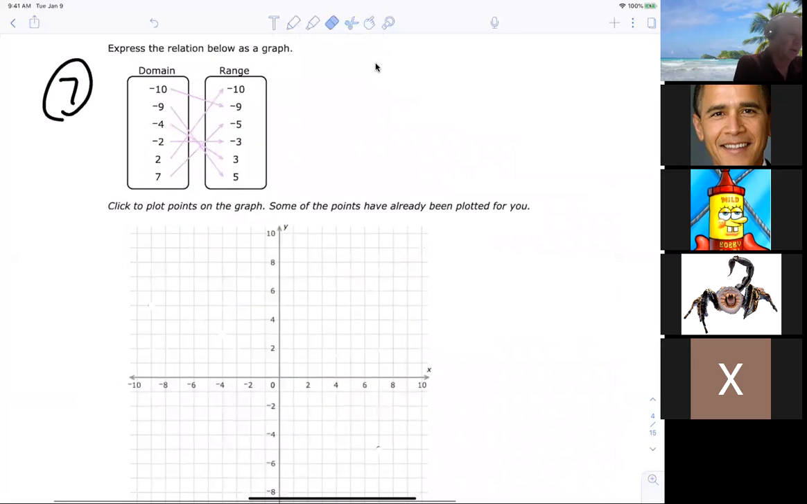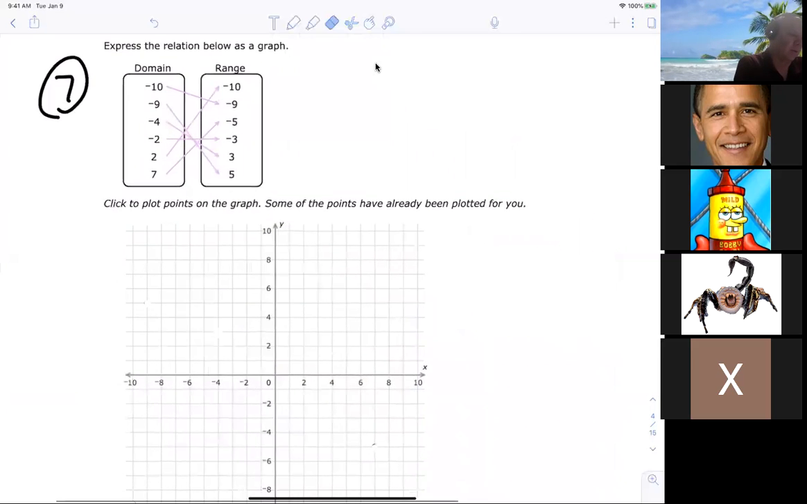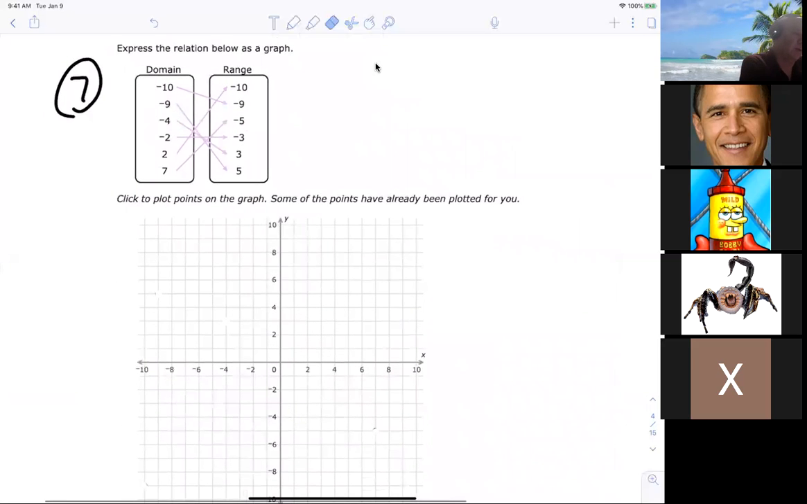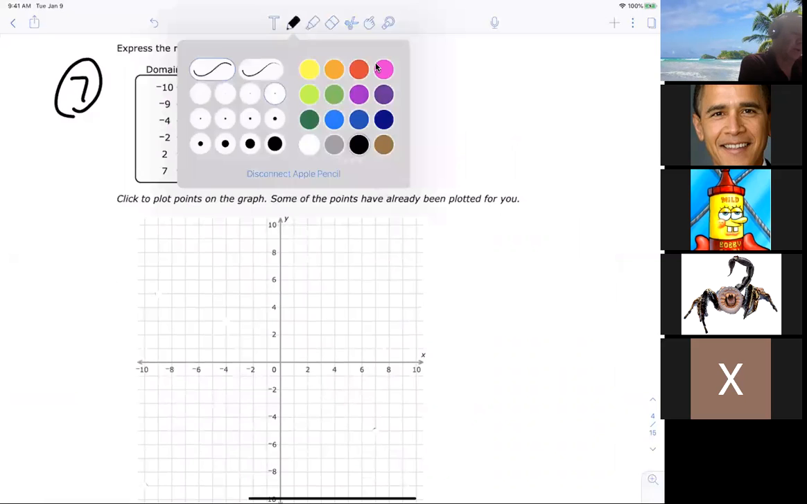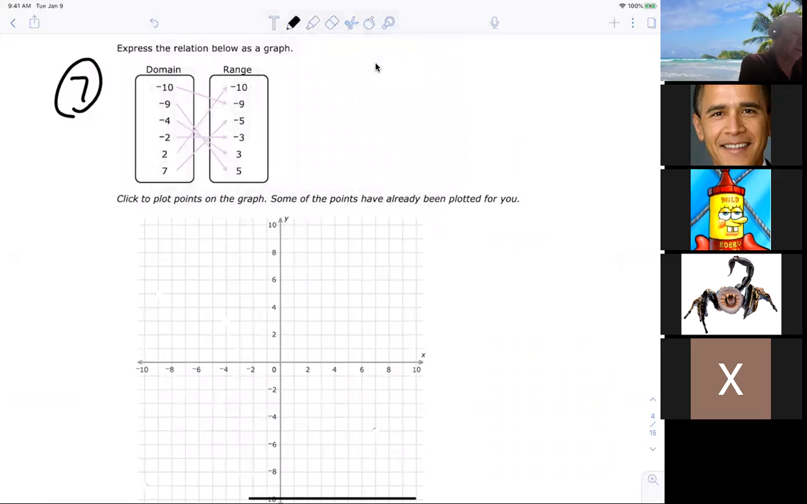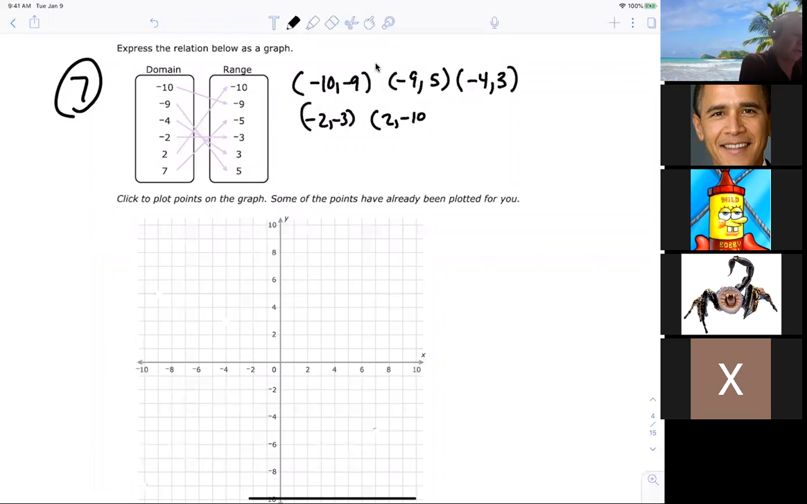Okay, guys. Now this one's kind of annoying, right? So to me, the best thing to do is, personally, I would write these as ordered pairs first because I don't like the way it is. So I'm going to write -10, -9; -9, 5; -4, 3; -2, -3; 2, -10; and 7, -5. Does everybody see that?